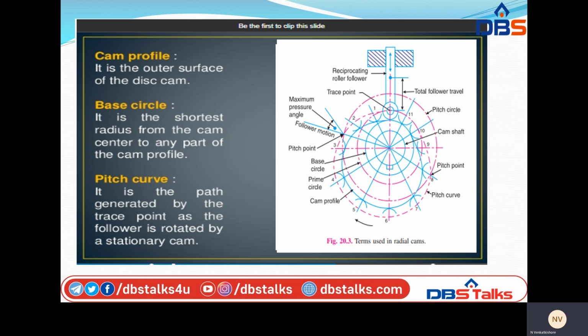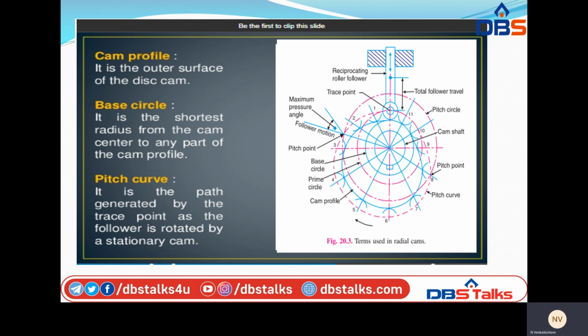Next, pitch curve. It is the curve generated by the trace point on the follower movement relative to the cam. So for the movement of the cam, the follower will also reciprocate. So the curve or the path generated by the follower trace point, with rotation of the cam. For the knife edge follower, the pitch curve and the cam profile are the same, whereas for roller follower, they may be separated by the radius of the roller.